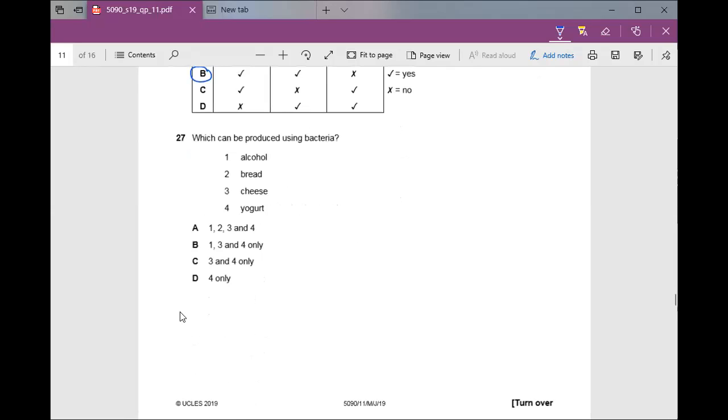Number 27, which can be produced using bacteria? Alcohol, pie, bread, cheese, yogurt. So for this one, we have to understand, wait a minute, we have to find out. Number 27, answer is cheese and yogurt, because these two need bacteria. Okay, so cheese and yogurt are the correct option.